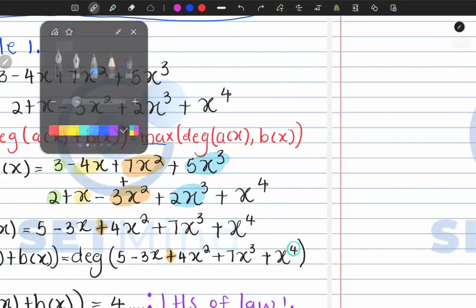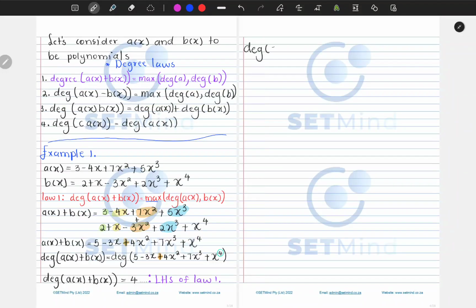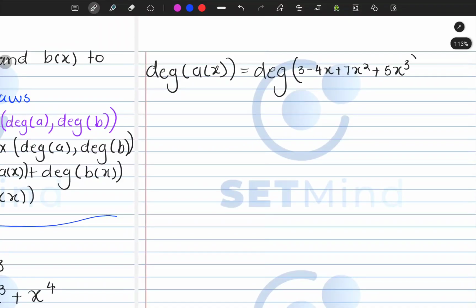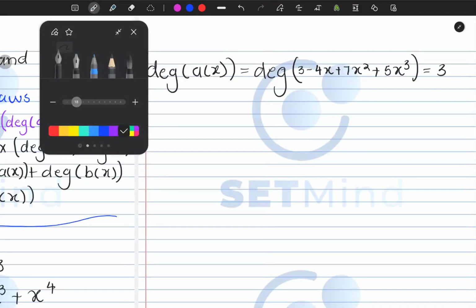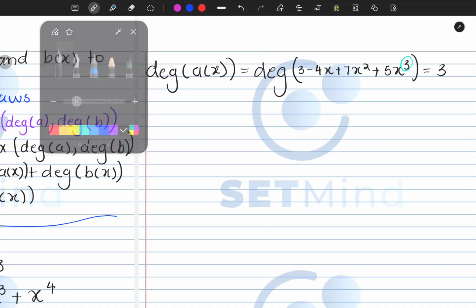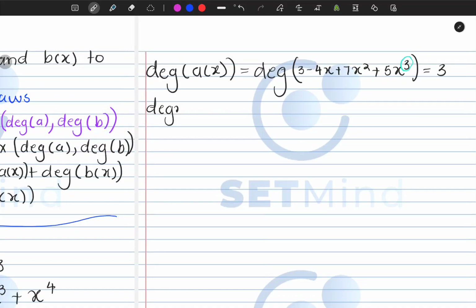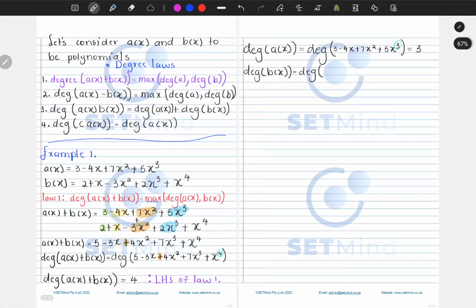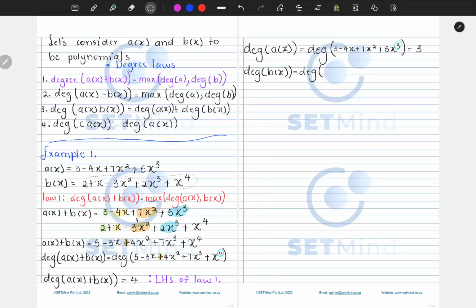So let's go ahead and have a look at the degree of A. So if you have a look at the degree of A of x, which is just the degree of, let's quickly copy our A of x there. So that is our A of x. If we find its degree, you will see that the degree of A of x will simply be equal to 3, because 3 is the highest exponent on this polynomial. And then we go and look at the degree of b of x, which will simply be the degree of the polynomial. So let's take the polynomial of b, which is that one.